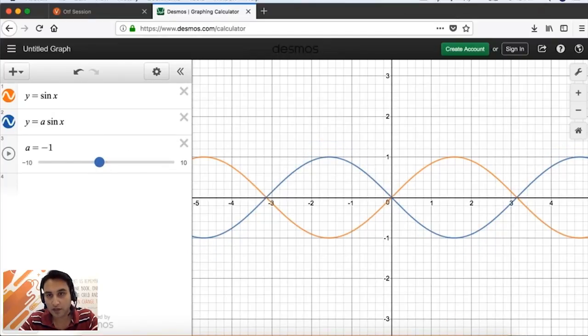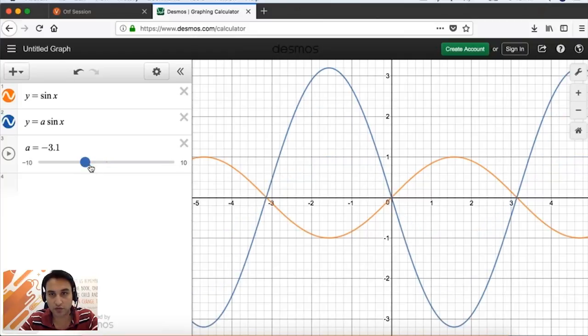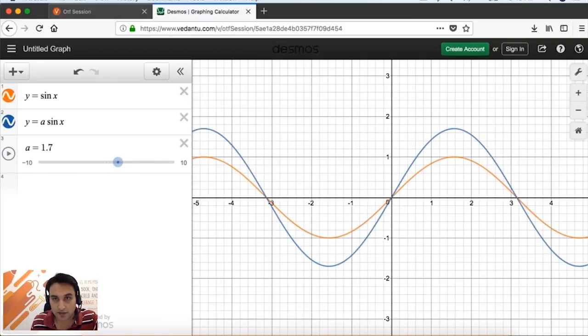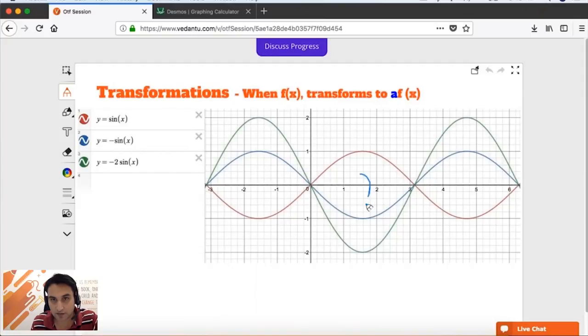The graph, what happened? Positive became negative, negative became positive. That's it. Okay? -2, -3, and so on. Negative behavior, all of you know. This inversion happens: the positive becomes negative, the negative becomes positive. So if the red one was the graph of sine x, then the blue one, its inverted version, becomes the graph of y equals minus sine x. And similarly, this is the graph of y equals minus 2 sine x.